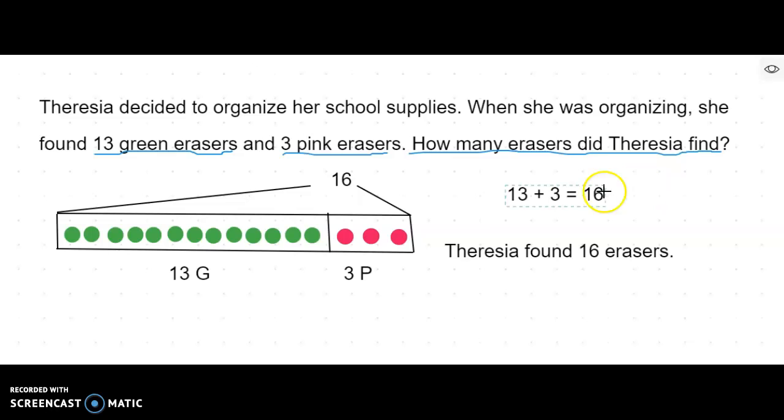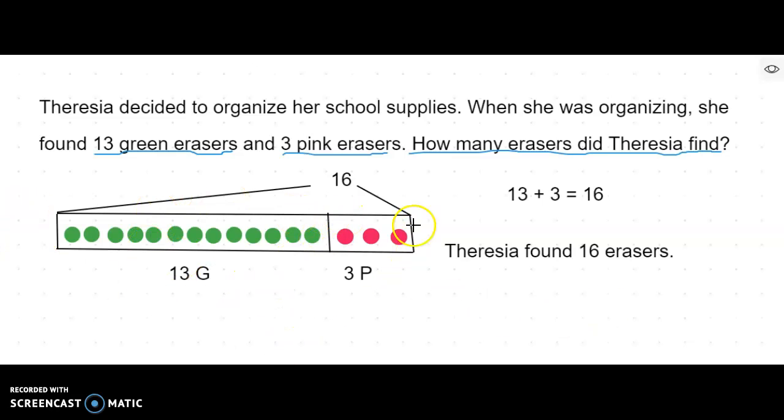Now, what my sister did is she underlined the information she already had, that Teresia had 13 green erasers and 3 pink erasers. And then she underlined the information she wanted to know. How many erasers did Teresia find? And since this is an addition problem, she set up her addition number sentence, and she set up her sentence to answer her word problem.